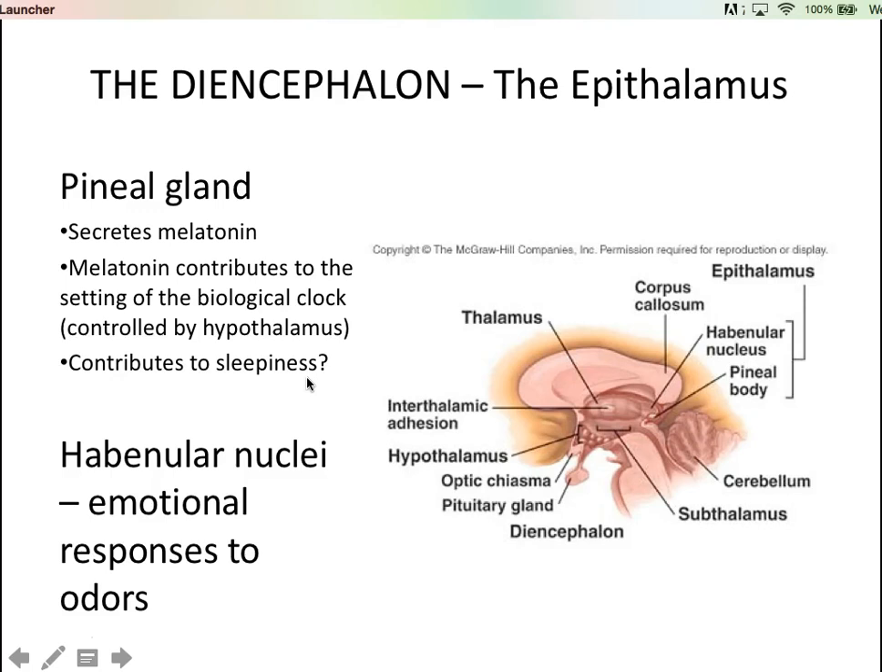Okay. And then the habenular nucleus, and we'll talk more in a little bit about something called the limbic system. That's going to be the emotional part of the brain. These habenular nuclei also play a role in emotional responses to odors. So that basically means you smell something like, I don't know, apple pie, and you're like, oh, I love apple pie, and it makes you feel warm and fuzzy inside, right? That kind of emotional response. Or you smell a certain perfume or cologne, and you're like, oh, that reminds me of my stupid ex, and it makes you angry or upset or sad. Whatever the case may be, that's what I mean by that emotional response to odors.